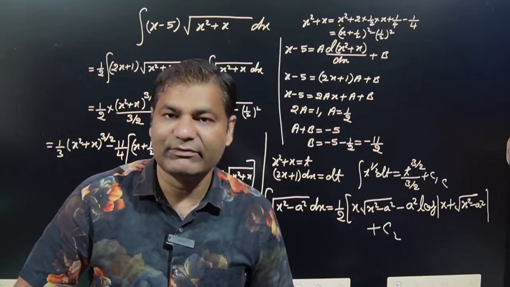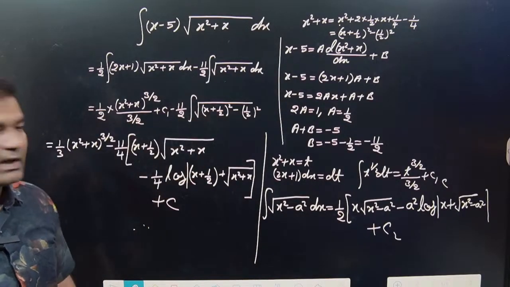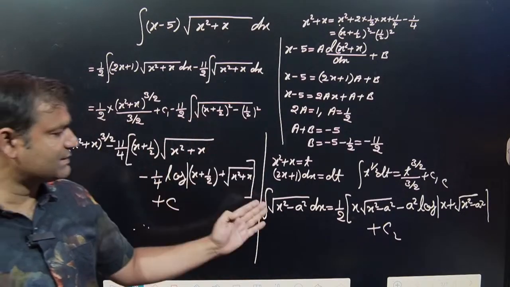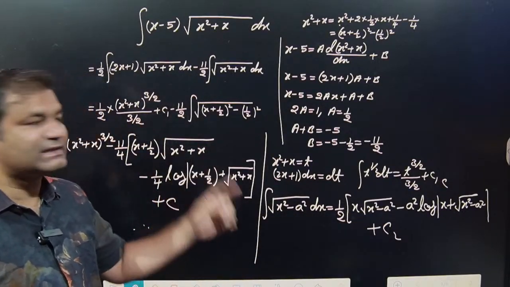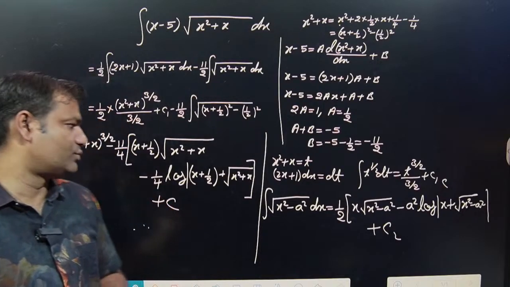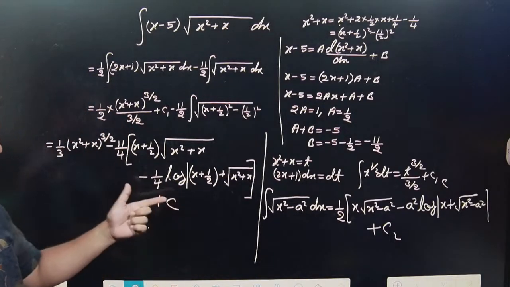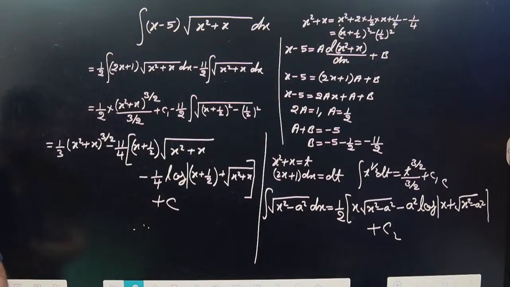Okay, so that value is put here, this one replaced by that one. After that, the formula for the integral of under root x square minus a square is written like that. So x is replaced by x plus half and a is replaced by 1 by 2. Then put this value and find the answer. Okay, if anyone faces any doubt at any step, I will clear it.